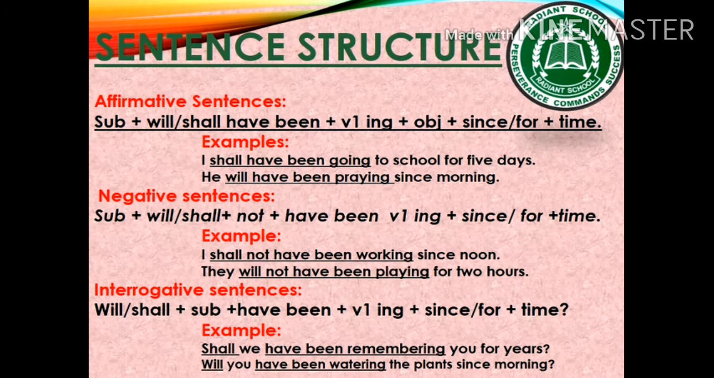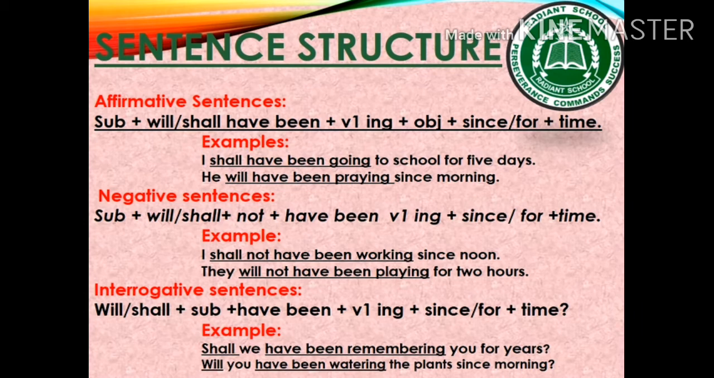The sentence structure for future perfect continuous tense is: in affirmative sentences we have to write will have been or shall have been with the first form of verb and ing, and we have to write since or for according to the given time period. For example, I shall have been going to school for 5 days. He will have been praying since morning.